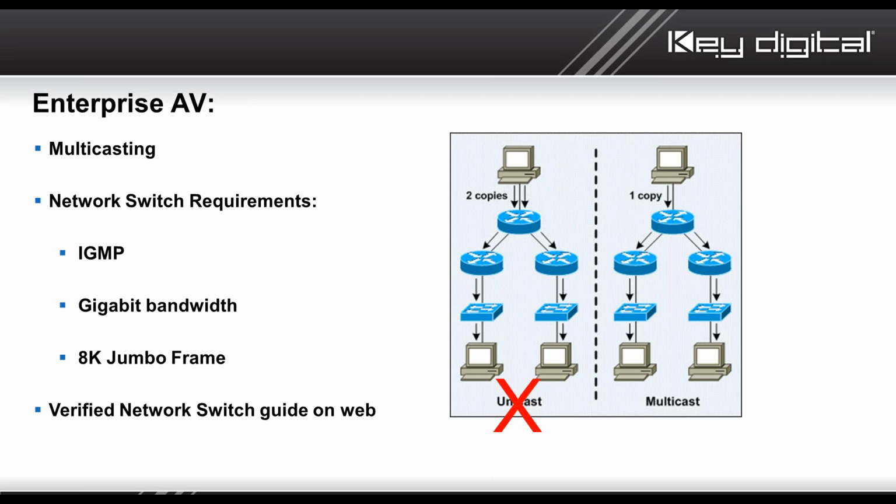It must be a gigabit network switch, minimum, and it must support 8K jumbo frame. 8K jumbo frame means that the network switch is capable of handling much heavier data packets than a typical network switch handles. Now, we do have a verified network switch on our guide on our website for the IP products, the IP922 4K system and the IP 1080p system.